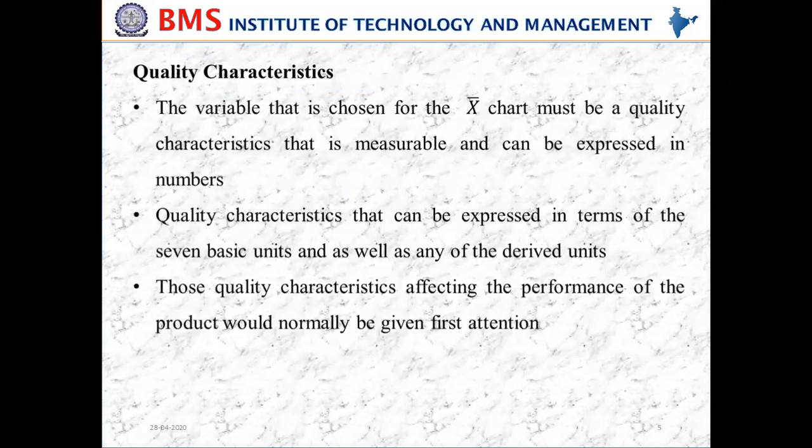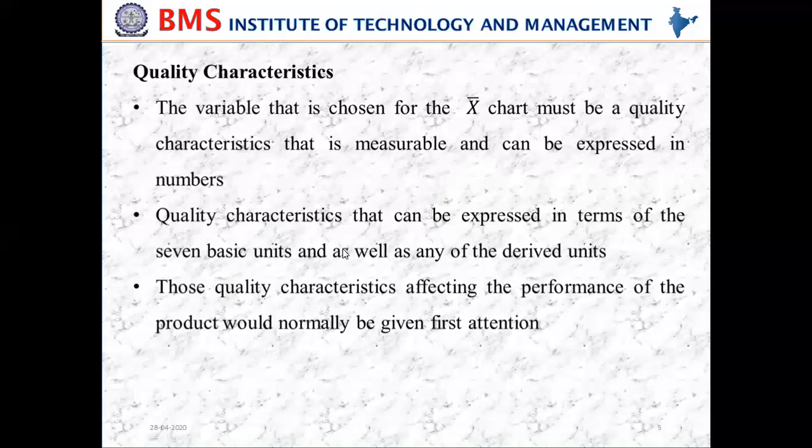The variable that is chosen for the X bar chart should be a quality characteristic that is measurable and can be expressed in numbers. So the quality characteristic which you are going to take should be a variable which is measurable and can be expressed in numbers, in terms of the seven basic units.